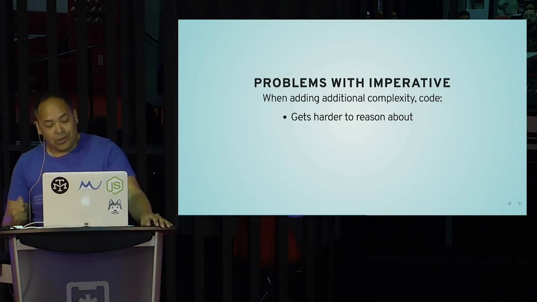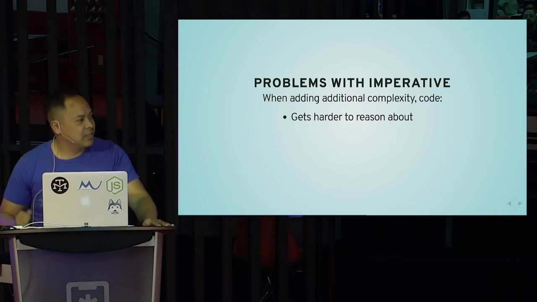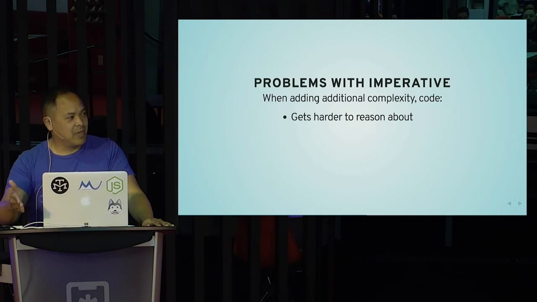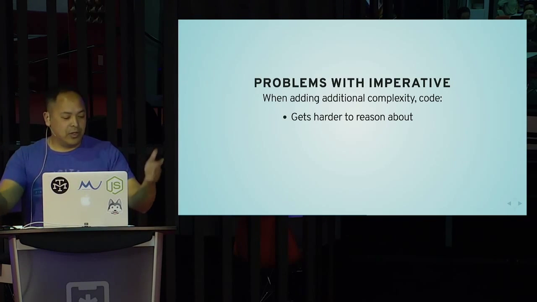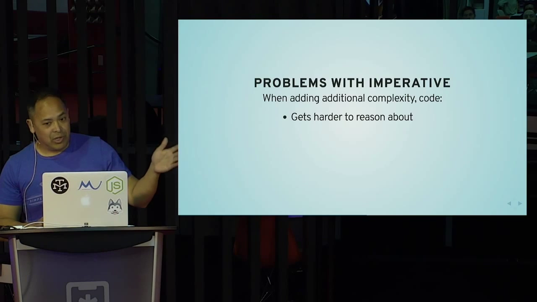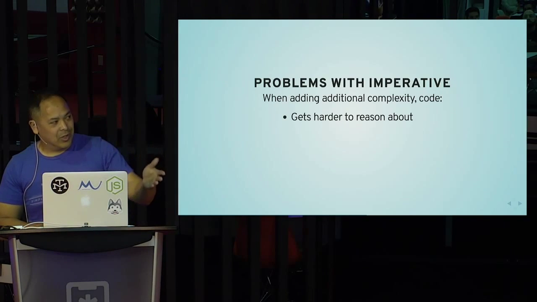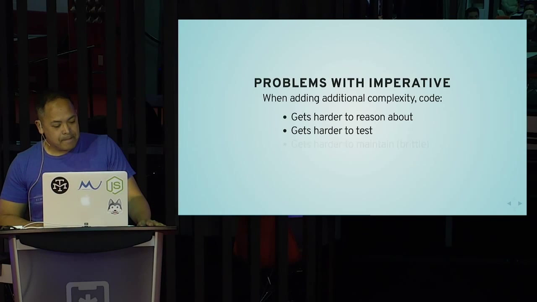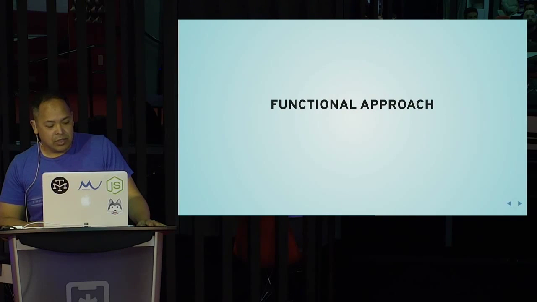When you're adding additional complexity, like when your program manager comes to you and says, "Can you make it do this?" That was basic. So make it do additional stuff. When you add additional complexity to something that's been written in an imperative style, it gets harder to test. It gets harder to reason about, and I'll show an example in a bit. It gets harder to maintain as well. And I'll have an example of this. So let's jump into what a functional approach would look like.